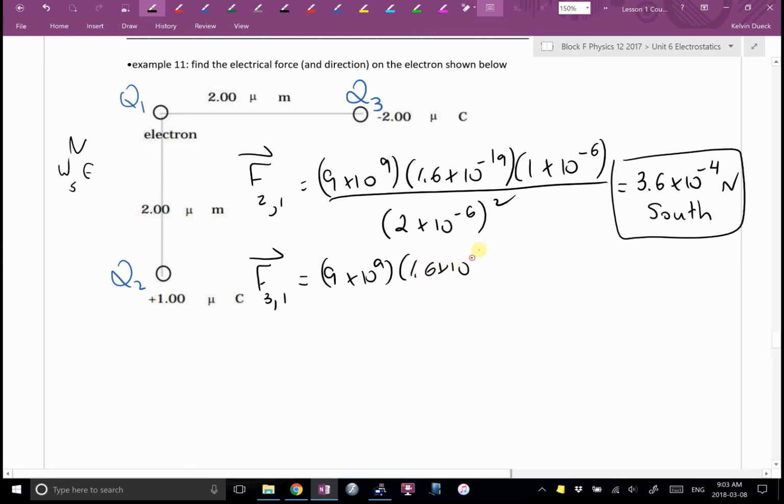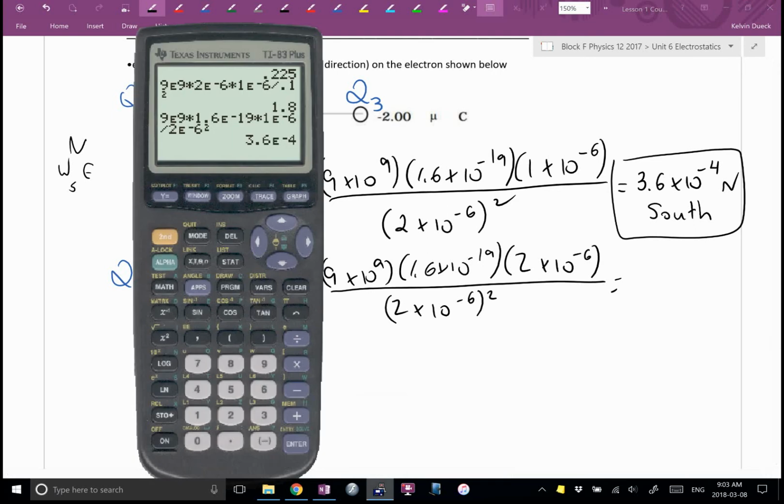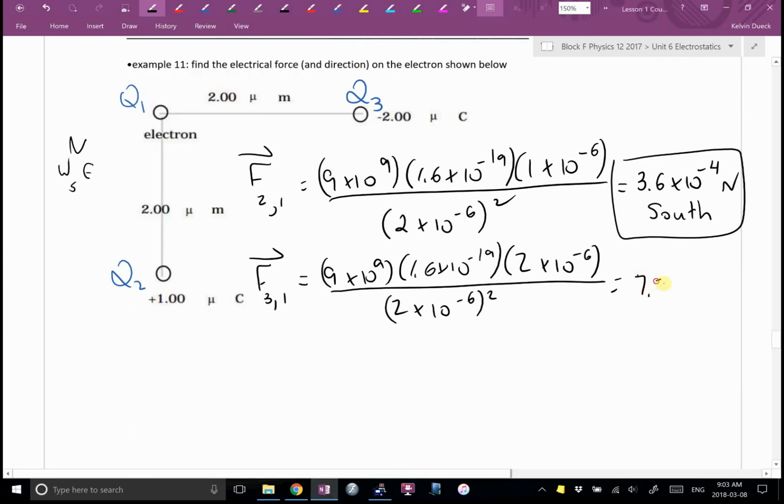1.6 times 10 to the negative 19, 2 microcoulombs all over. Same distance. Chang? Squared. So this, again, that backspace trick works well. In fact, I think it's going to be 7.2 because it's just going to be twice as big. Yeah? 7.2 times 10 to the negative 4 newtons. Sarah, direction.